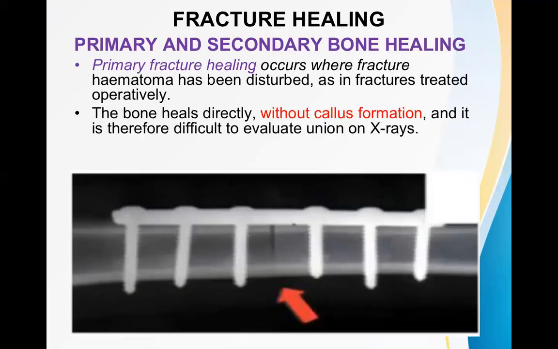Now let's move on. There are some other concepts we need to know here. What do you mean by primary and secondary bone healing? Now let's talk about it. Primary and secondary bone healing. Now primary bone or fracture healing occurs where the fracture hematoma has been disturbed, as in fractures treated operatively. The bone heals directly without callus formation, and it is therefore difficult to evaluate the union on X-ray.